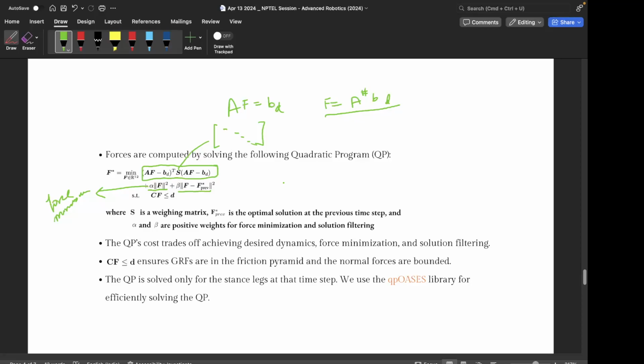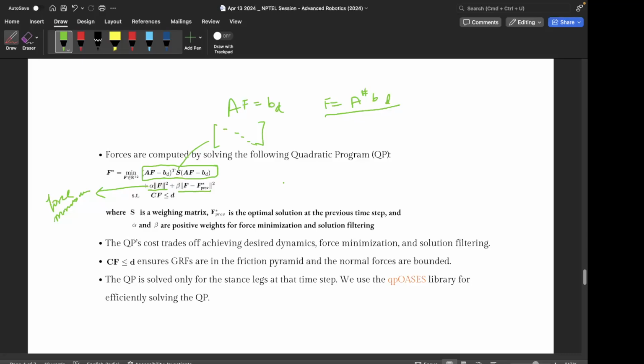So why do we do this? Because we want to achieve good performance, but not keep the forces very high, because higher forces will lead to higher torques, which will again draw more current from the motor, and the energy efficiency will not be very good. And the second term, beta times the norm of f minus f previous, ensures that the optimal value at this time step does not change a lot from the optimal value at the previous time step.